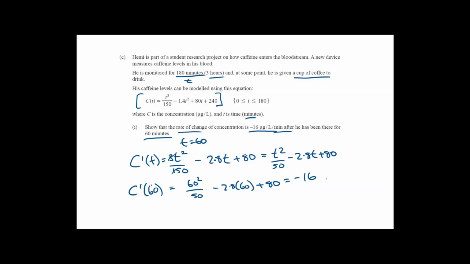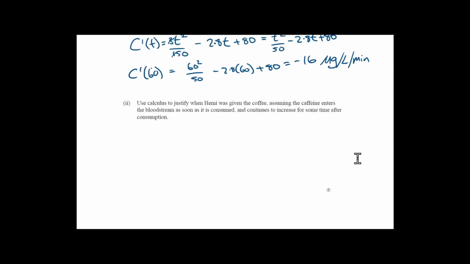Minus 16 in this funky unit: micrograms per litre per minute. Oh, okay, that makes sense. Change in the amount, so this is going to be a mass over a volume over time. Okay, interesting.